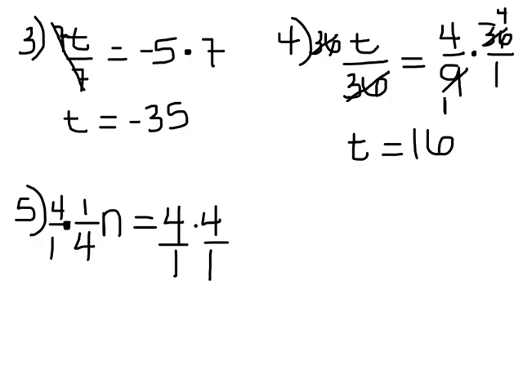If you notice, when we multiply fractions, we can always reduce. So the top 4 here on the left side crosses off with the bottom 4 because it's 4 divided by 4. Those both cross off. They give us 1, and we're just left with n. That's why we multiply by the reciprocal when given a fraction. On the right side, we're left with 4 over 1 times 4 over 1, or 4 times 4, which is 16.